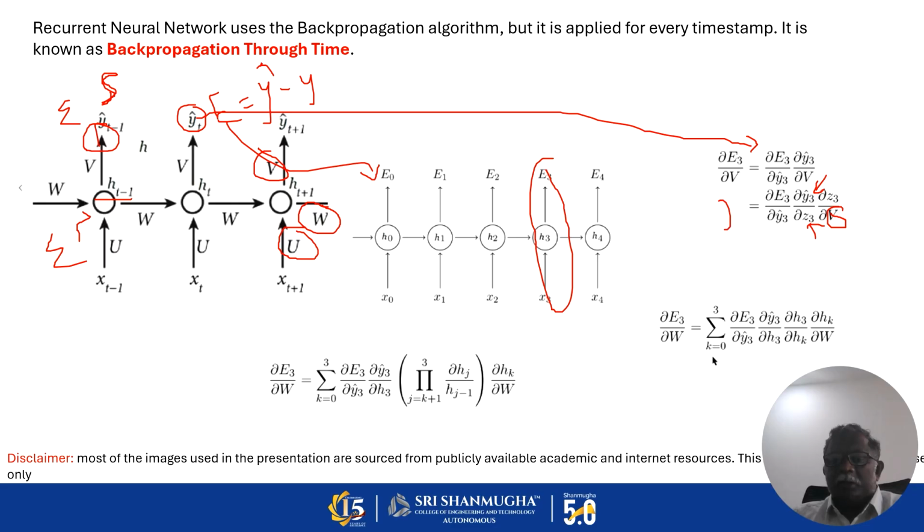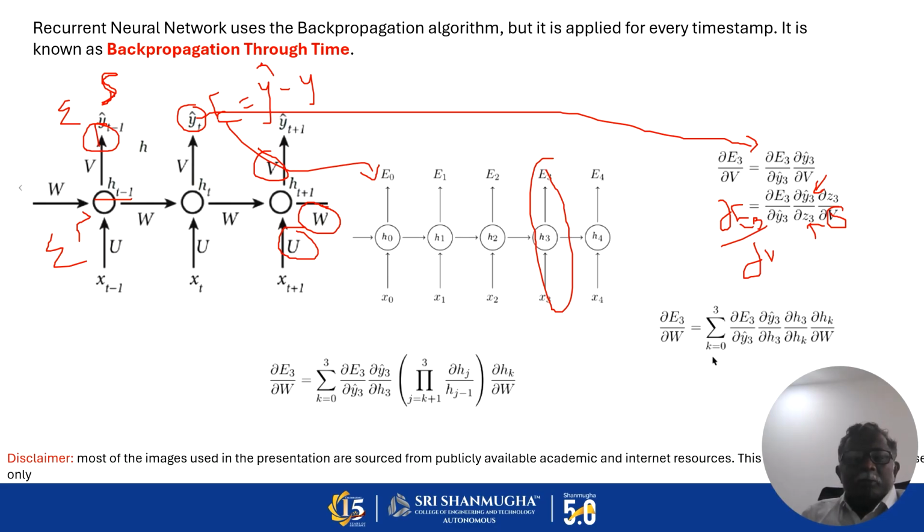So finally we can write ∂E3/∂V, which depends on the activation function that we use on the summed term, and again the differentiation of the summed product with respect to the weight at this time step. If you do these things, you will get ∂E3/∂V. This is the case for the change in error with respect to V.